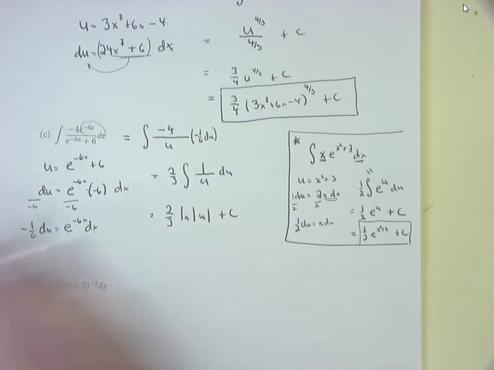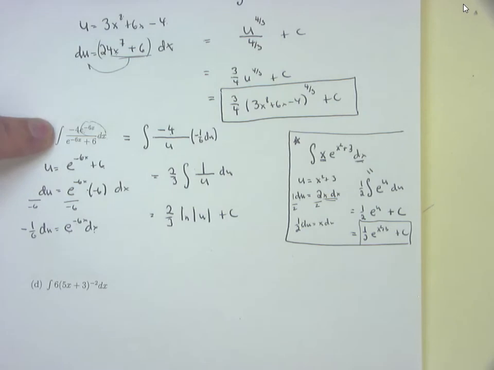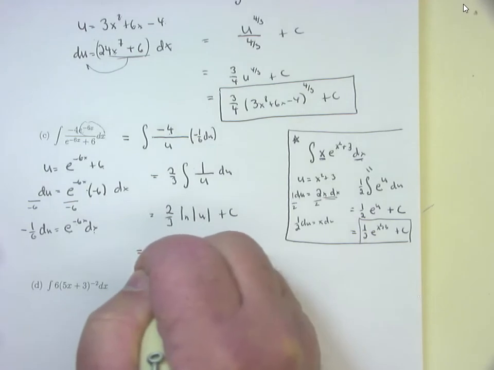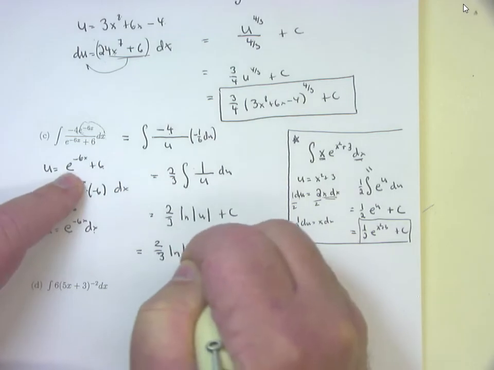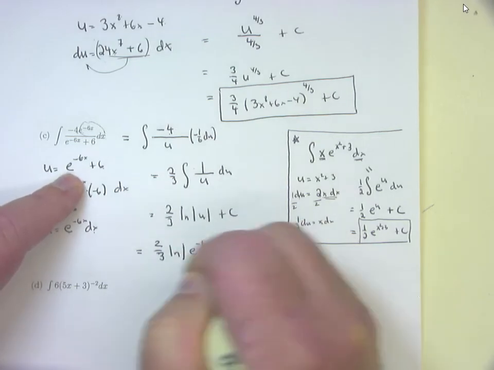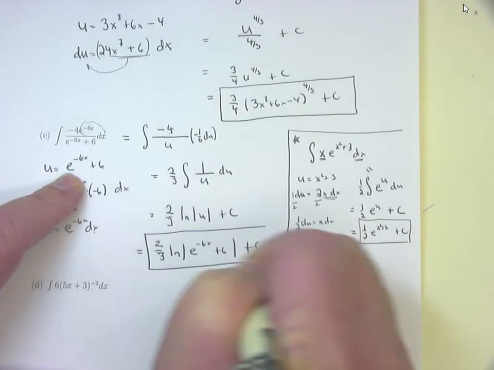And there's my answer, but here's my problem. About 5 of you in here, because you're running through these things so quickly, are going to circle this answer, declare victory, and move on to the next problem. Well, you fumble the ball at the goal line. What's the last thing you do to any u substitution problem after you integrate it? Back substitute. Remember, the original question was in terms of x. I'm expecting an answer in terms of x. So back substitute: this gives me 2/3 times the natural log of the absolute value of u, but u was e to the negative 6x plus 6, close absolute value, plus c, and that is my answer.